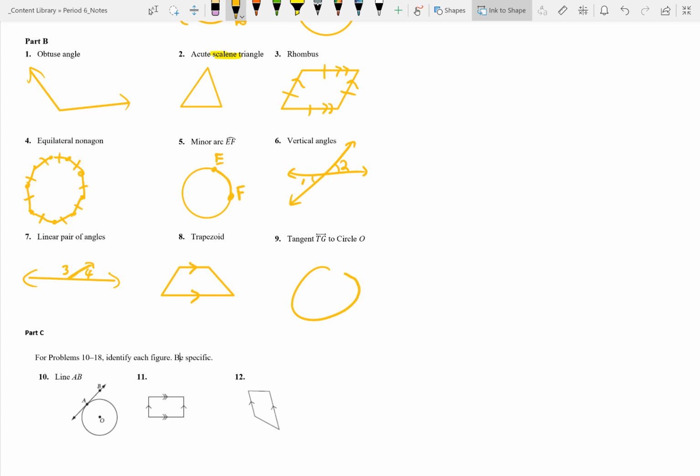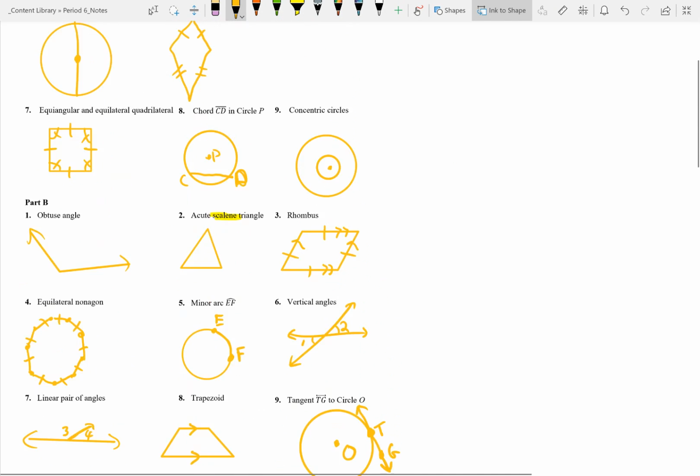Tangent TG to circle O. Okay, so here's circle O. Here is circle O. So label the center O. And then tangent TG. So put your point of tangency and then put G somewhere else on that line. So you have tangent TG. Good. All right.